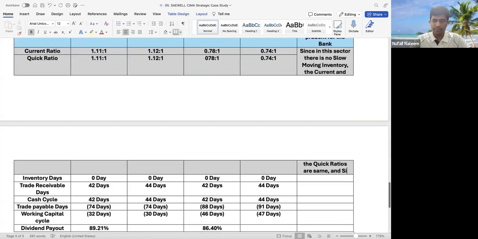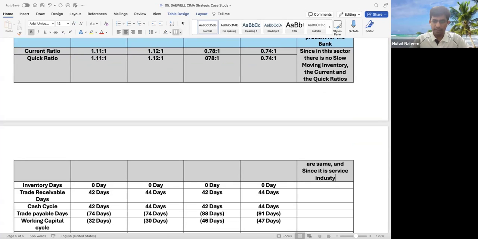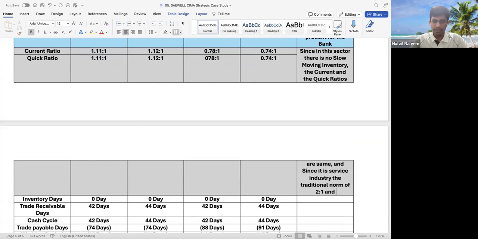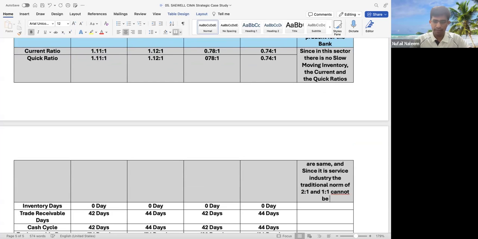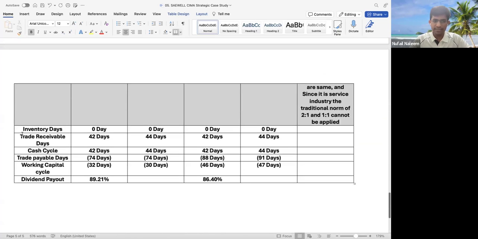And since it is service industry, the traditional norm of 2:1 and 1:1 cannot be applied. Now, the next one is the working capital ratio, students.